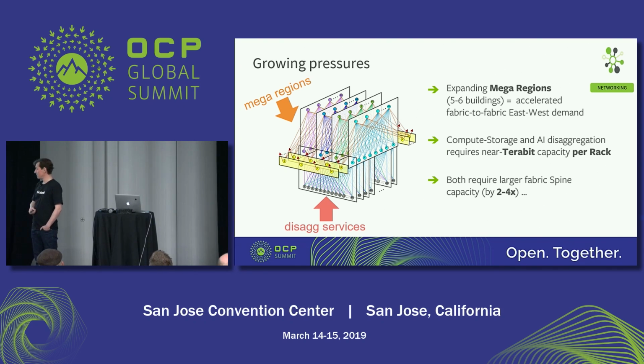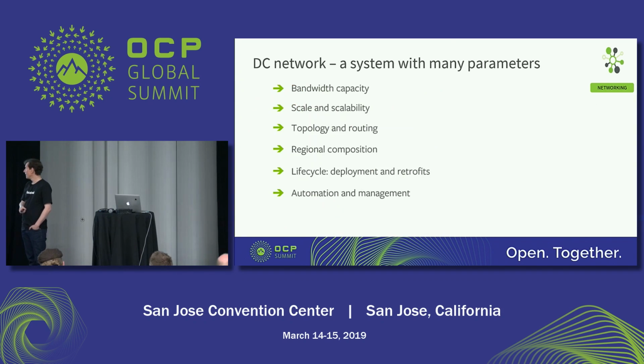Both of these pressures also require larger spine capacity on our fabric. We needed an increase of 2 to 4x. When designing a data center network, we look at many parameters. It's not a standalone system. It's highly interdependent. On one hand, we have classic network variables: speeds and feeds, scalability, topology, routing protocols, routing designs.